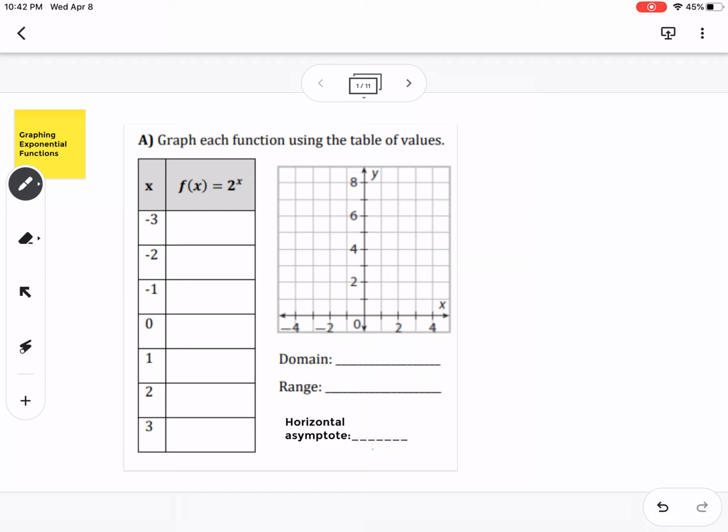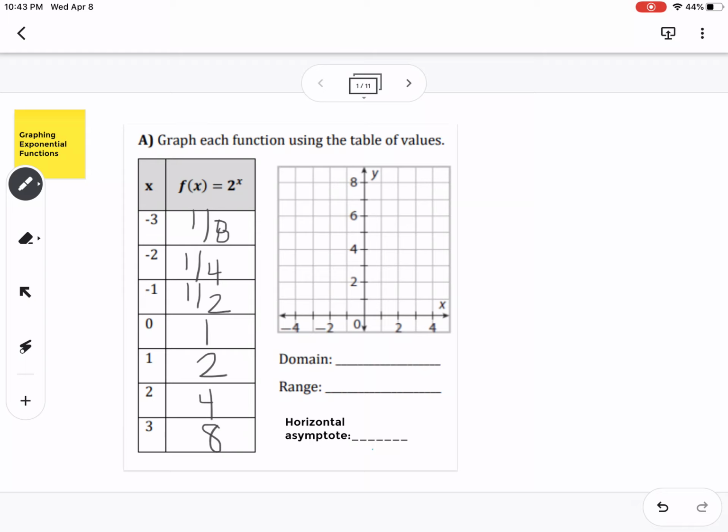Okay, so for this first example, part A, this is like Algebra 1 review. So we're just going to make a table of values. So f of x equals 2 to the x. We're going to plug in -3, and we're going to get 1/8. Plug in -2, we're going to get 1/4, 1/2, 1, 2, 4, and 8. All right, then we just plot them.